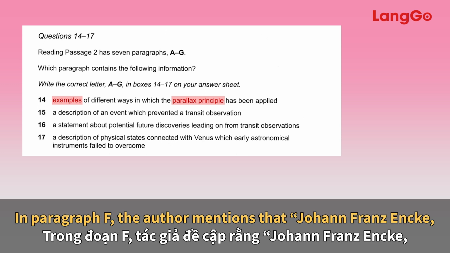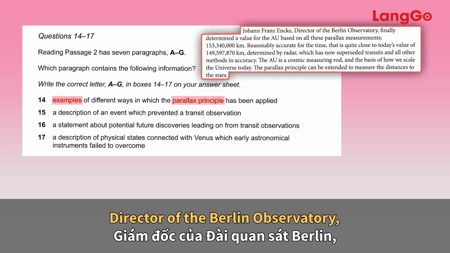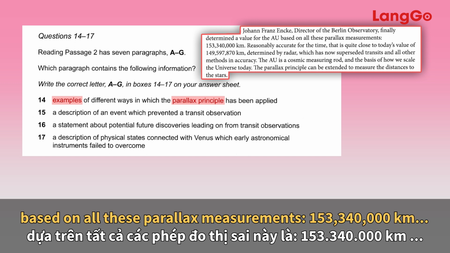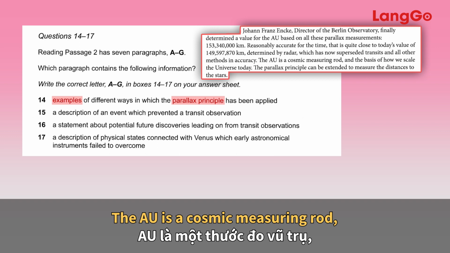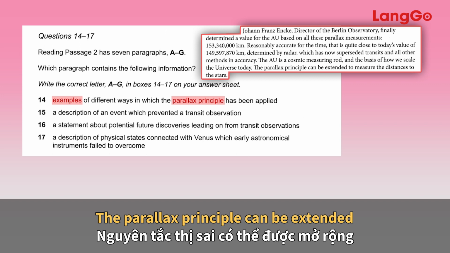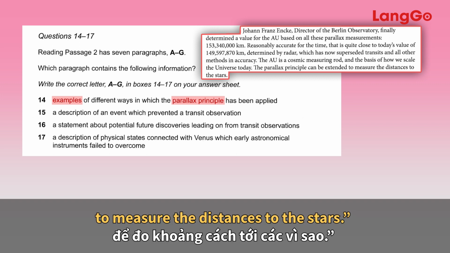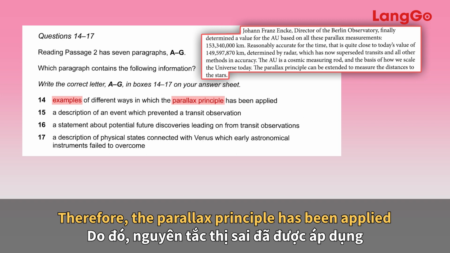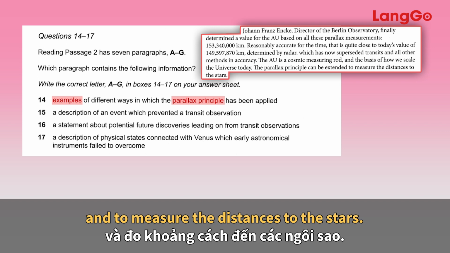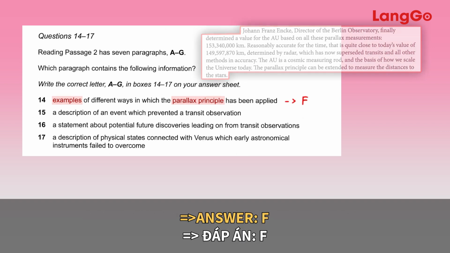In paragraph F, the author mentions the Johann Franz Encke, director of the Berlin Observatory, finally determined a value for the AU based on all these parallax measurements. 153,340,000 kilometers. The AU is a cosmic measuring rod and the basis of how we scale the universe today. The parallax principle can be extended to measure the distances to the stars. Therefore, the parallax principle has been applied to determine a value for the AU and to measure the distance to the stars. Our answer is F.